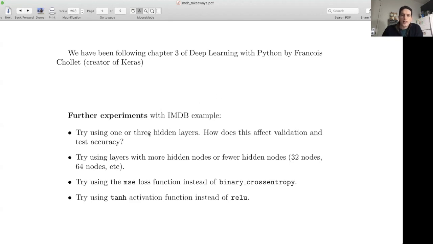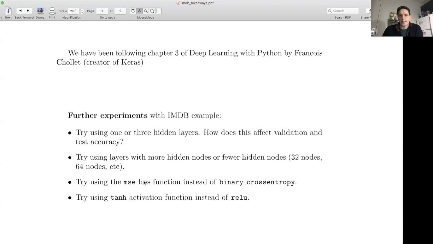Try changing the number of hidden layers. So try 1 hidden layer or 3 hidden layers. How does this affect your accuracy on the validation set? And you could try using, instead of 16 nodes in the hidden layers, 32 nodes or 64 nodes. Instead of using the binary cross entropy loss function, try using mean squared error instead.